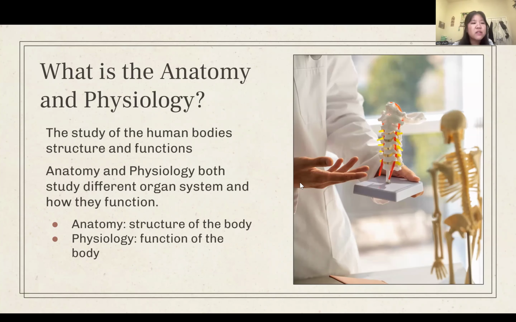What is anatomy and physiology? Anatomy and physiology is the study of the human body and structure and how it functions. Both anatomy and physiology have different meanings, and both study the different organ systems and how they function in our body. The purpose of studying anatomy and physiology is to understand the way the body works and to help maintain health and prevent diseases. Anatomy is focused on the structure of the body, the body's internal and external structures, including cells, tissues, organs, and how they are physically related, while physiology focuses on the function of the body.